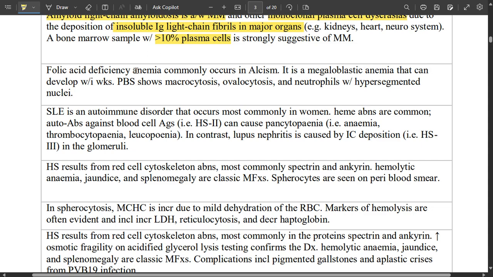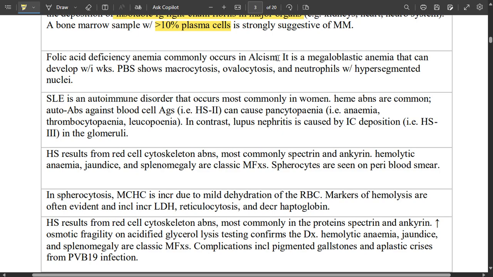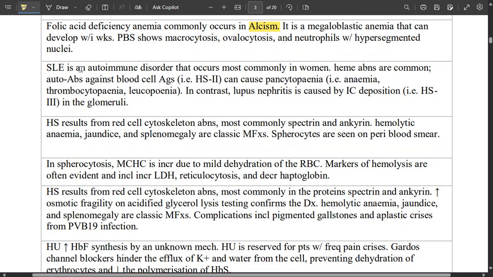Folic acid deficiency anemia commonly occurs in alcoholism. Alcoholism can cause folic acid deficiency, thus causing macrocytosis. It is a megaloblastic anemia that develops within weeks when alcohol is taken. So in the PBS, because it is megaloblastic anemia, there are macrocytes, ovalocytes, and neutrophils with hypersegmented nuclei. More than 5 segments in neutrophils can occur in folic acid deficiency anemia because of alcoholism. So if there is a picture or clinical vignette with any case of alcoholism, then folic acid deficiency is a common finding which results in macrocytosis. So alcoholism and macrocytosis are also related.